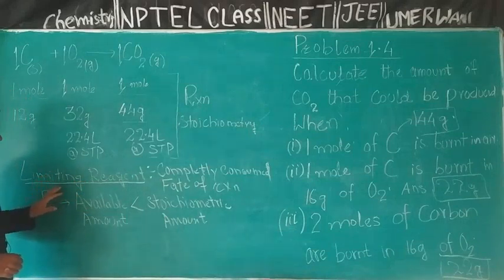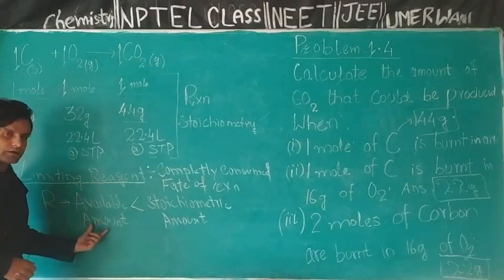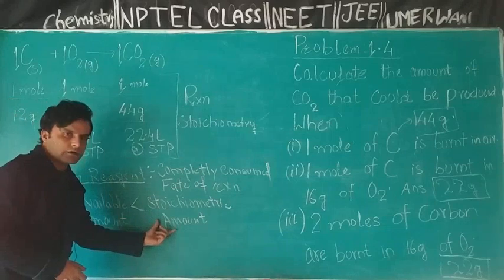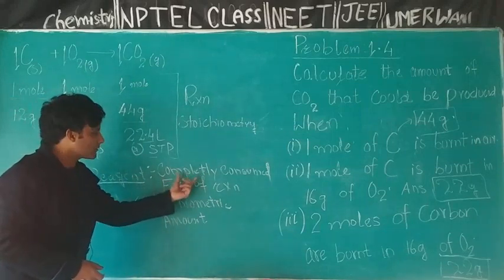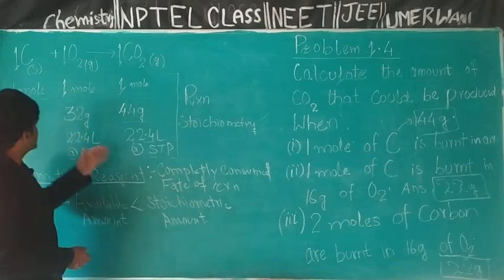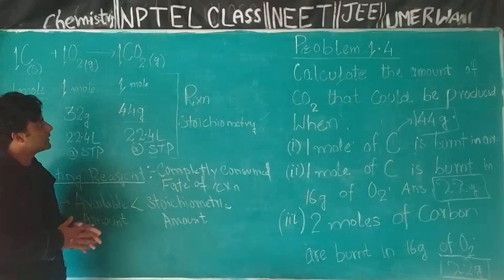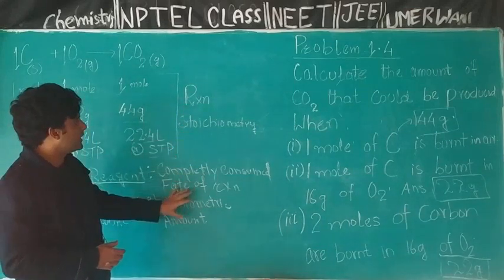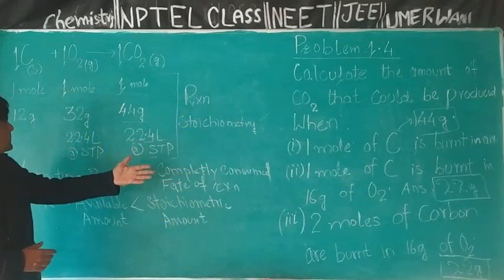Second idea is limiting reagent. Limiting reagent is the reactant whose available amount or quantity in the reaction is less than required quantity or stoichiometric quantity. It gets completely consumed during the course of reaction. It determines the fate of reaction. It determines amount of other reactant consumed and amount of product formed. Using these two ideas, you can solve this chemistry problem.